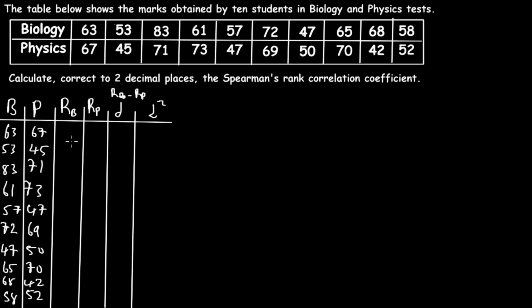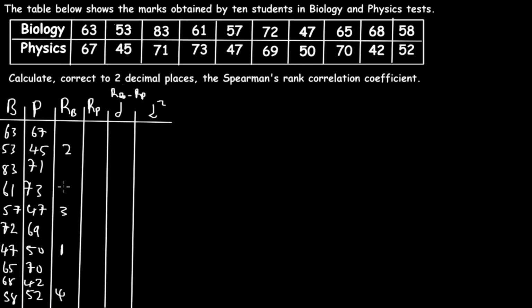So now let's rank. We're ranking in ascending order. Like I said, always rank in ascending order. We start from the least to the highest. So the least we have here is 47, so rank it as 1. After 47, what do we have next? 53, that is 2. After 53, we have 57, that is 3. 58 is 4.